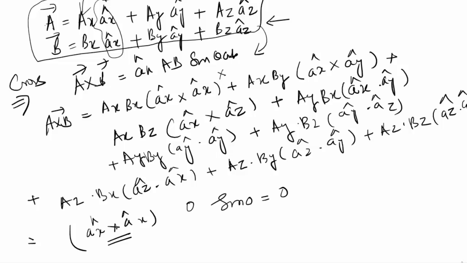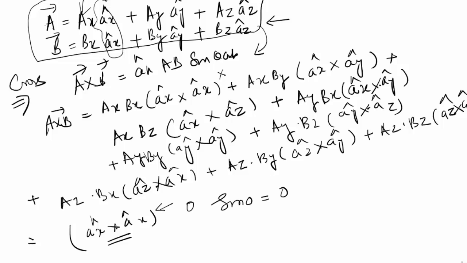Again, this is a cross product. So all the vectors which are multiplied by themselves will be 0.